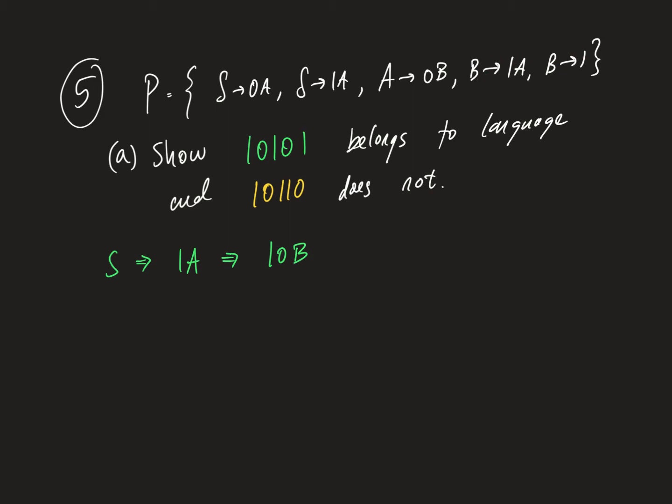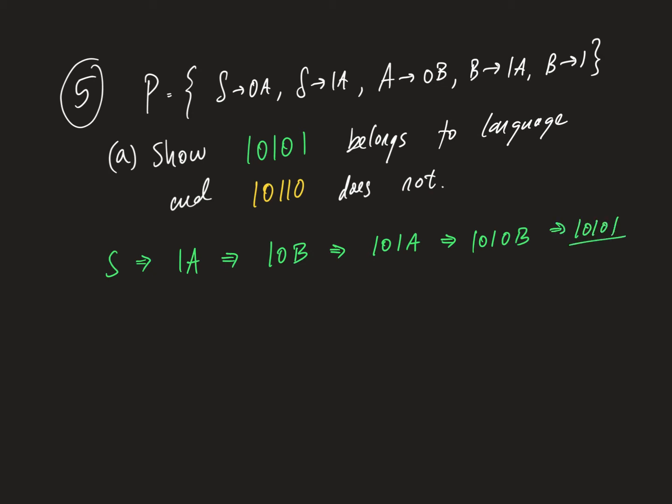Okay, so we're going to go to 101A, and then we're going to use this production to get 1010B, and we're going to finish with this terminal production, which is going to be 10101 as desired.